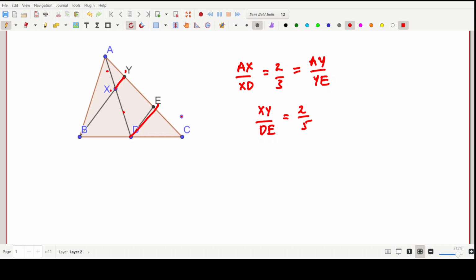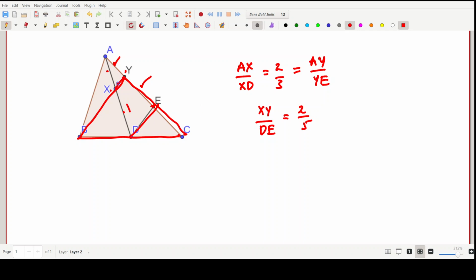Fantastic. Now, in this triangle BYC, because AD is the median, what does it mean? BD should be equal to DC, right? Because BD equals DC, that means YE should be equal to EC, because DE is parallel to BY and D is the midpoint, so obviously E also should be the midpoint. So DC is equal to BD, so EC should be equal to YE. So what does that mean? That means we have a relation between AY and YE, where YE is also equal to EC, right?